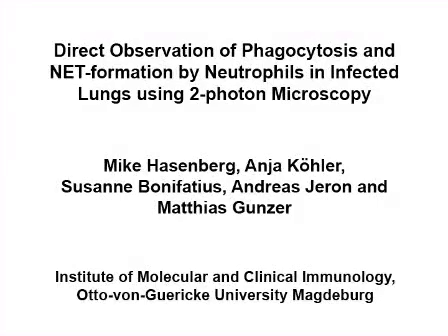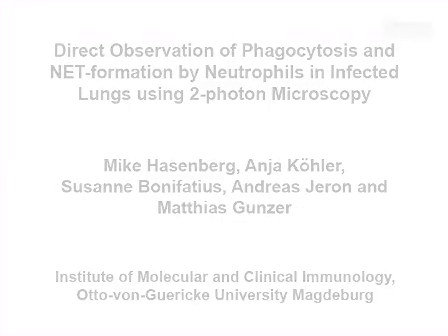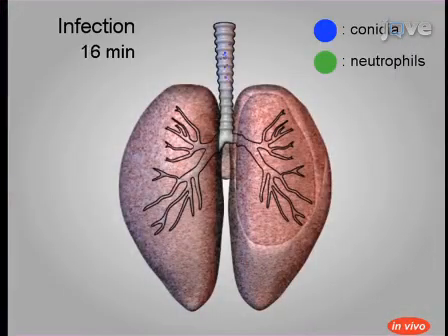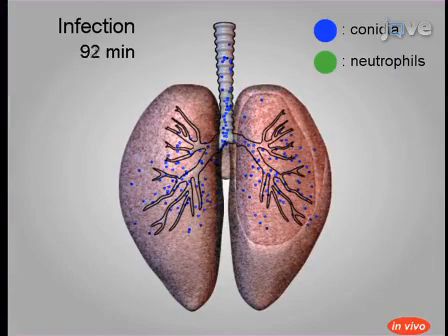The overall goal of this procedure is to visualize living neutrophil granulocytes and extracellular DNA nets in a lung that has been recently infected with a fungal pathogen. First, mice that are positive for EGFP in their neutrophil population are infected with conidia that are also fluorescently labeled.